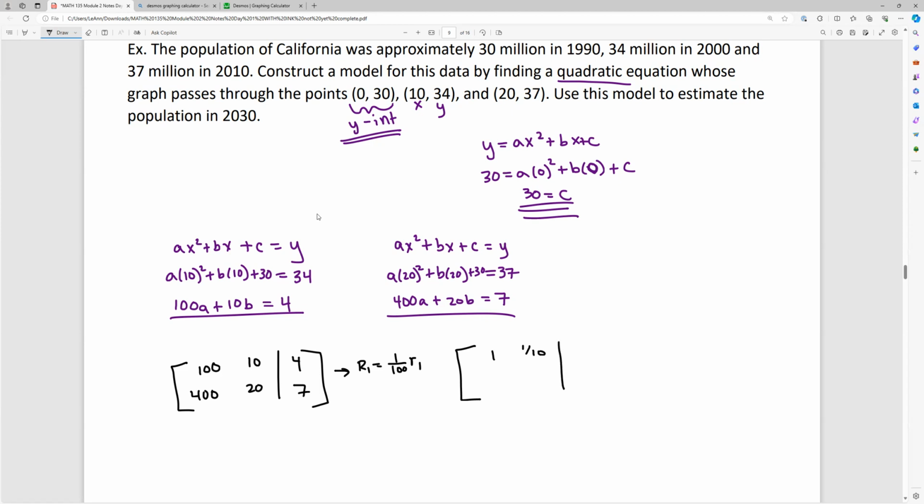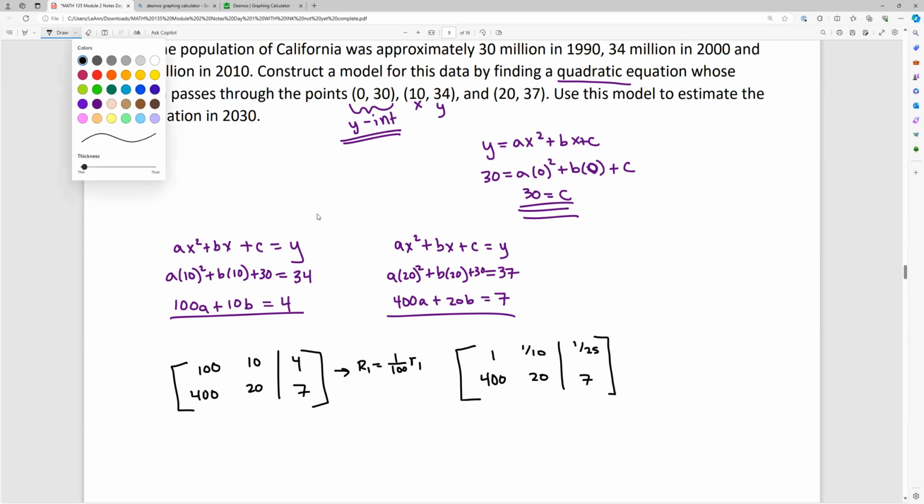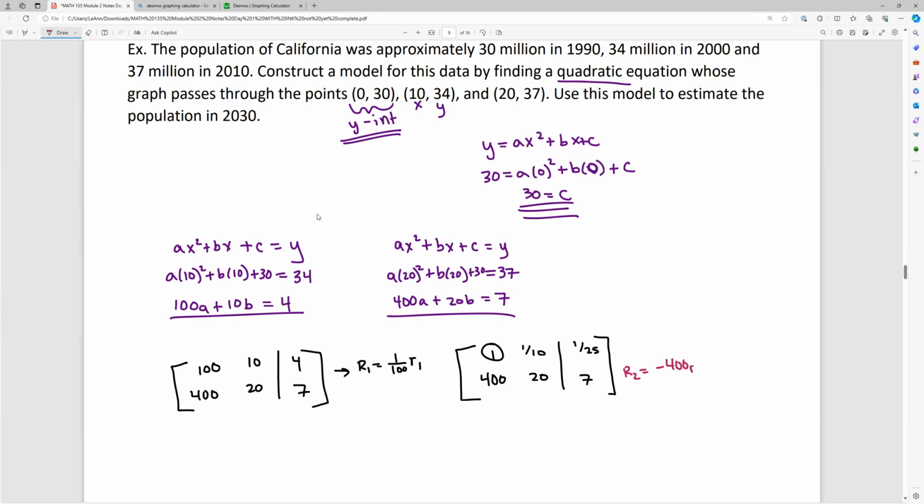4 over 100, so you've got to think you're multiplying 4 by this 1 over 100. 4 over 100 is 1 over 25. So I'm just reducing those as I go. Then I have my 400, my 20, and my 7. Now we want to get a 0 below this. So we're trying to use this 1 to help us zero out the element 400. So row 2 is going to be negative 400 times row 1 plus row 2.